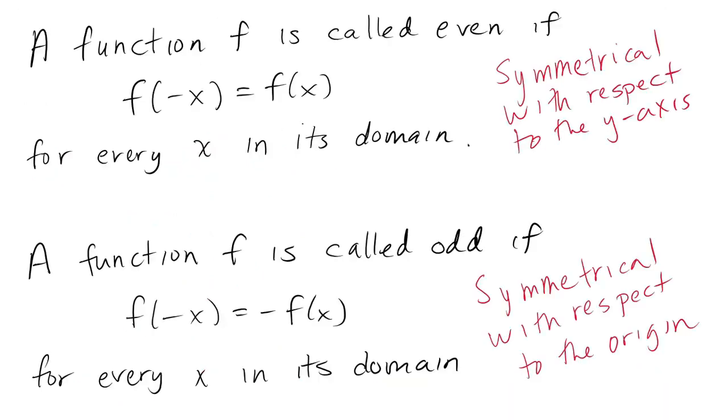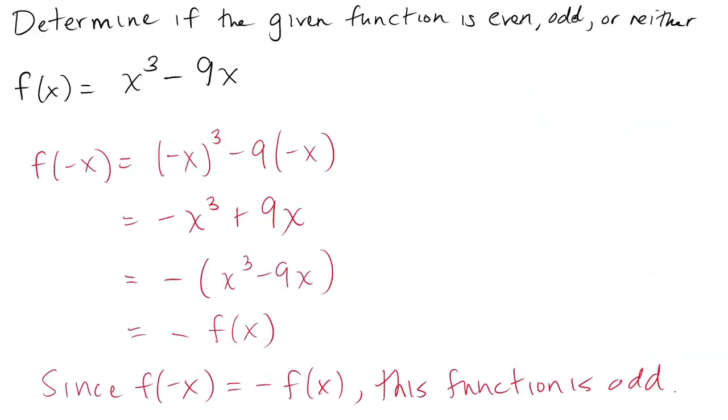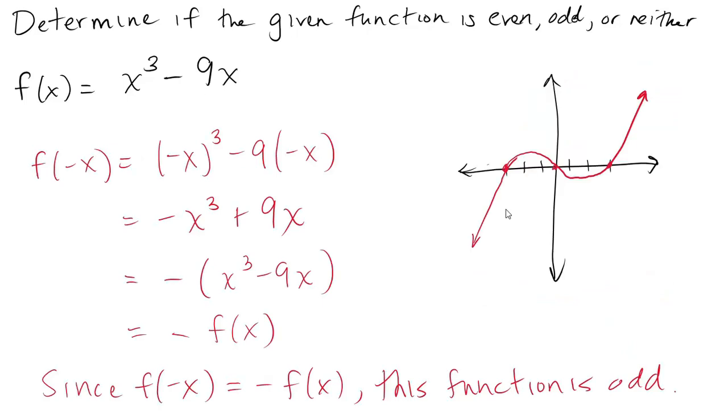Odd functions display symmetry with respect to the origin. And again, that might be hard to imagine, so I'm going to try to draw the picture here. If you find the x-intercepts of this graph by factoring and then consider the end behavior of this function, you get the graph that I show here. Notice that it's not symmetry through the y-axis or through the x-axis. Rather, it's symmetry through the origin.